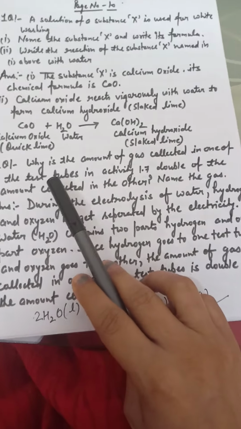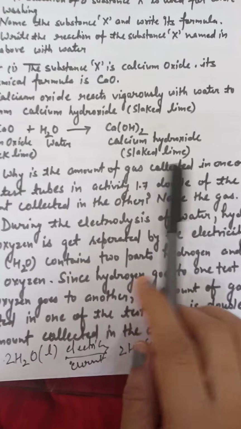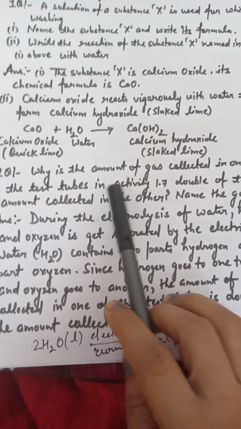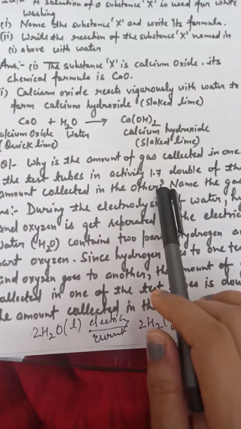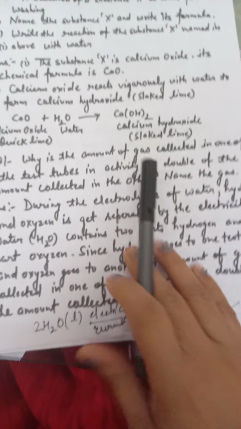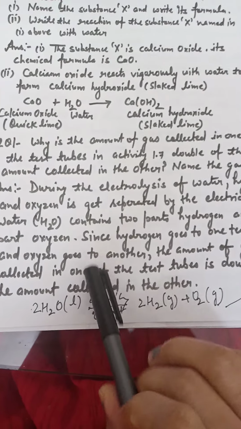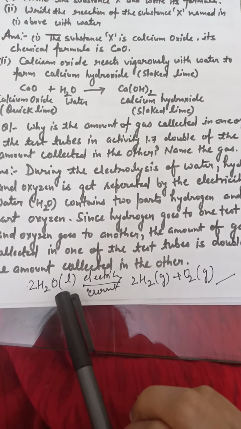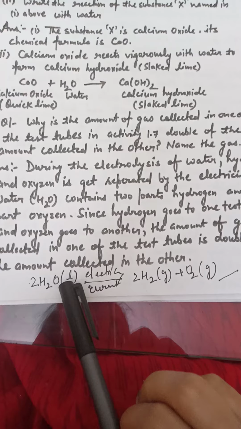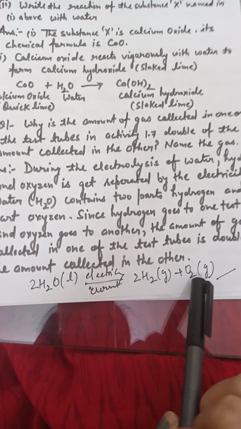Now the next question is: why is the amount of gas collected in one of the test tubes in activity 1.7 double the amount collected in the other? Name the gas. As we know, in the electrolysis of water, the reaction followed is 2H2O gives 2H2 plus O2. The electrolysis of water takes place whenever electricity is passed through water.